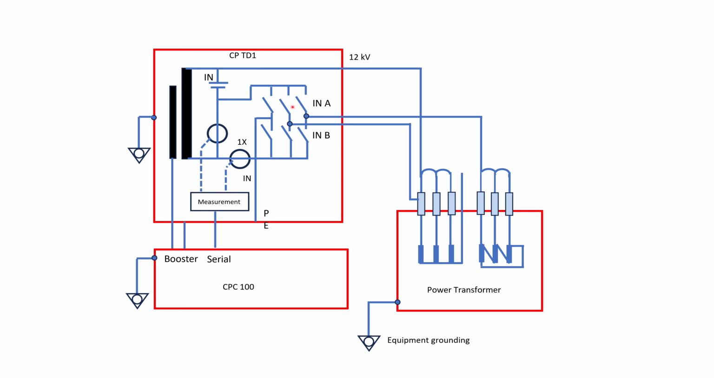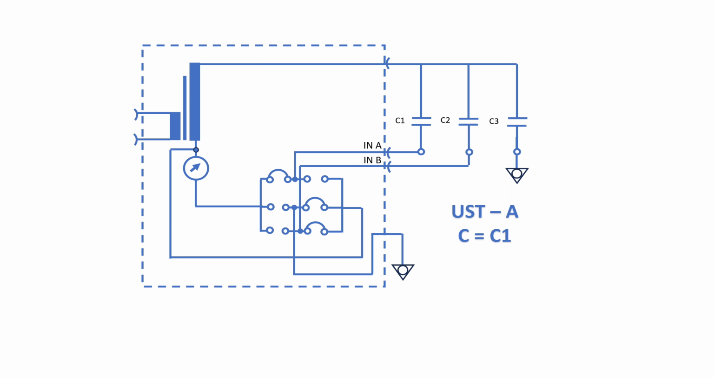These are switches inside the CP TD1. This switching happens according to the selection of the measuring modes of the CPC 100 and CP TD1. Let's see how it happens inside the CP TD1. Here you see UST A. When the mode is selected as UST A, then only C1 capacitance will be measured. How does it happen? Let's see.